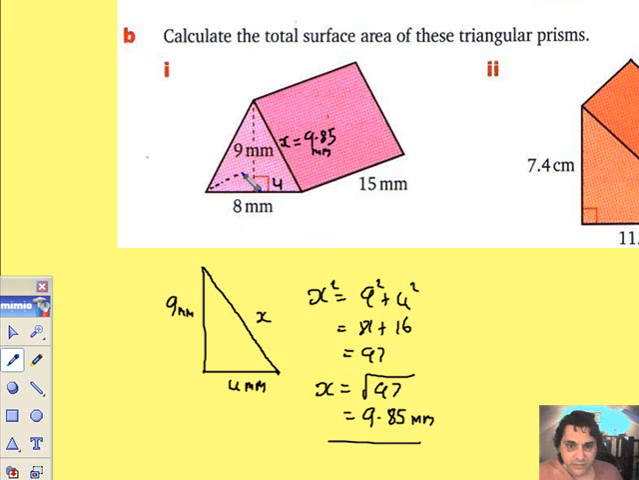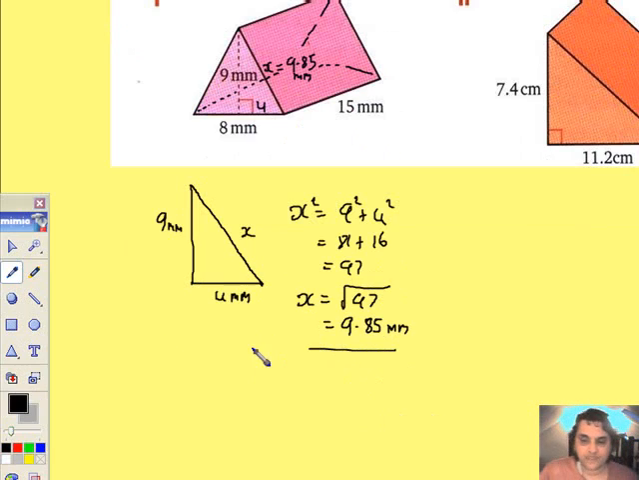I don't know if you can tell from here, I hope I don't mess up the diagram too much, there's actually another triangle at the back there. I won't fully draw it in because it's going to crash into our answer. So essentially I've got 2 triangular faces, one at the back, one at the front, and 3 rectangular faces. This one goes 9.85 by 15, this one's going to be 9.85 by 15, and the bottom one is just 8 by 15, very easy. So let's work out the triangular face.